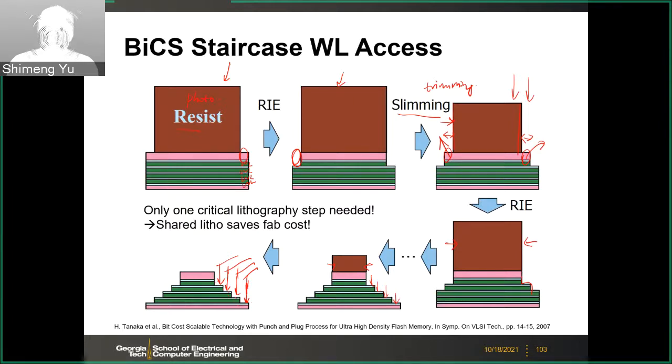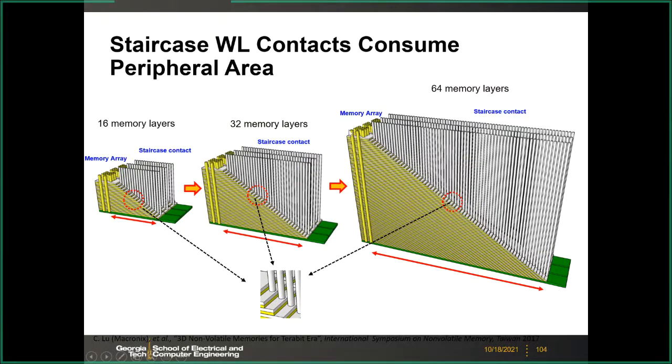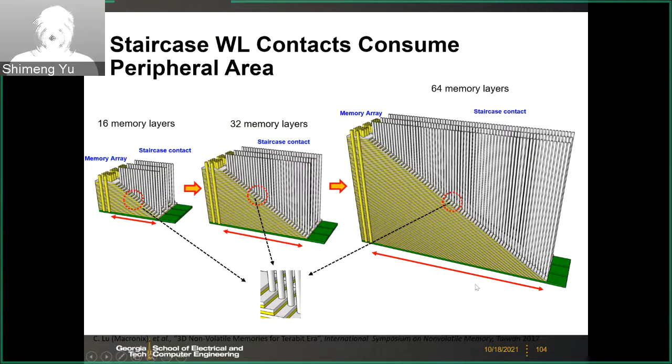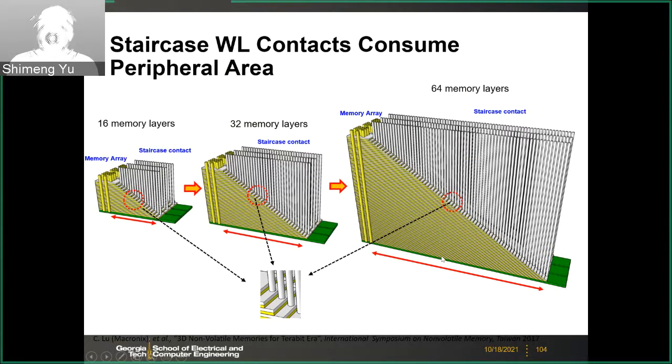You may imagine this word line staircase region may consume quite significant peripheral area, because this is the memory array, and you have to make individual contacts to each layer, because the word lines need to come out from the edge of the array. So you have to make the stairs like this. And if you have more layers, you can imagine this horizontal space to make the staircase pattern will be larger. Indeed, this is an overhead for the area of the design.